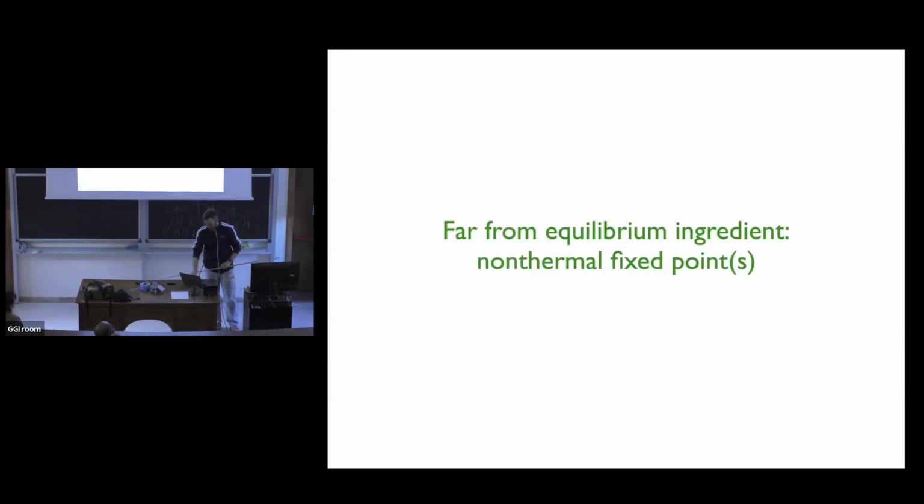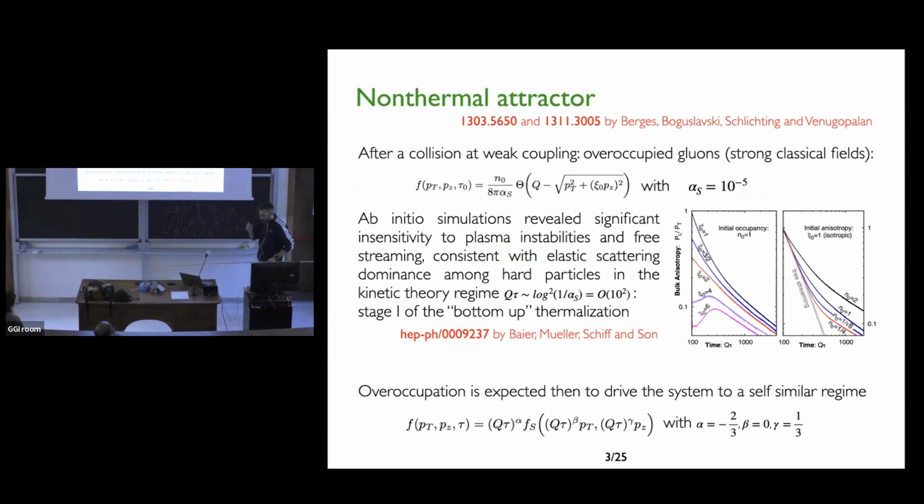So let me start with the non-thermal fixed point. In this very weak coupling picture of nuclear collisions, the initial state right after 2 highly boosted nuclei pass through each other is an overoccupied state of gluons, so that there is a range of momenta in which the number of gluons is much larger than there would be for a thermal distribution at the same energy density. What people typically consider is basically a step function type initial condition.